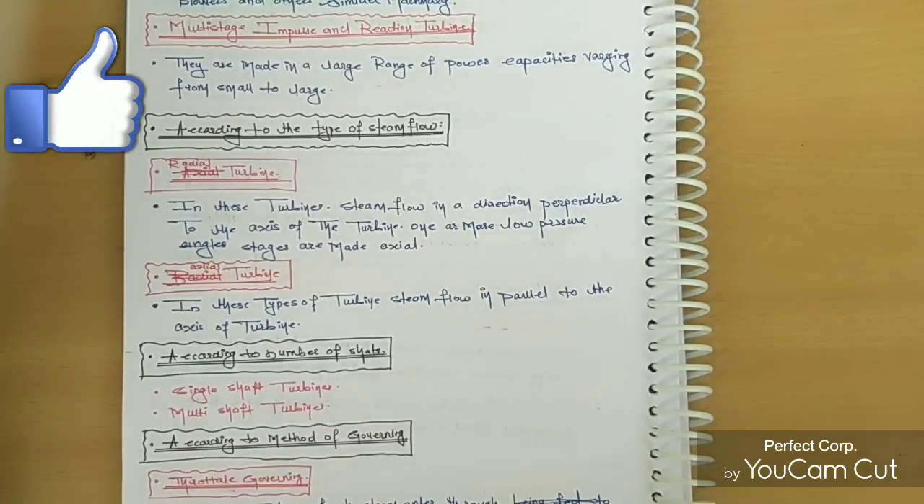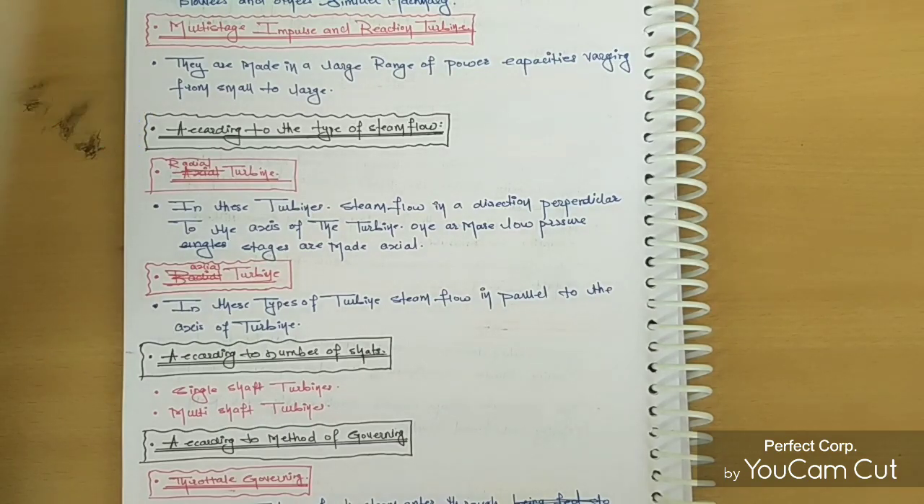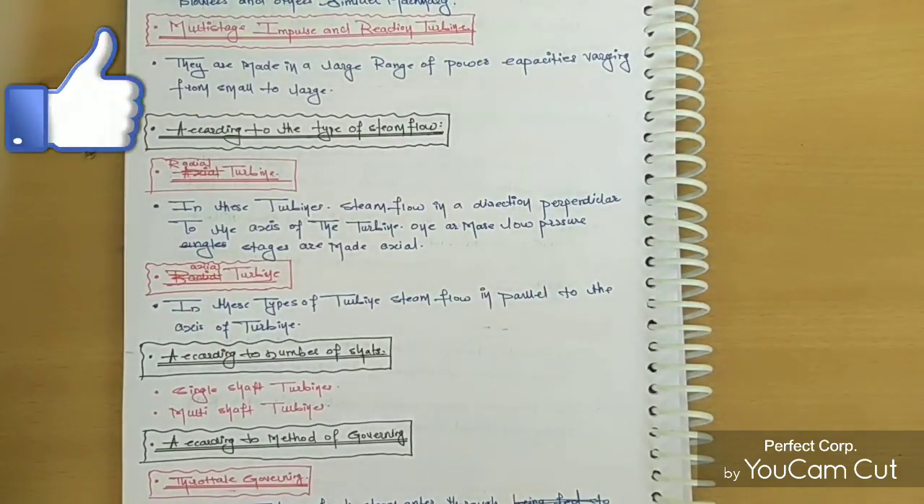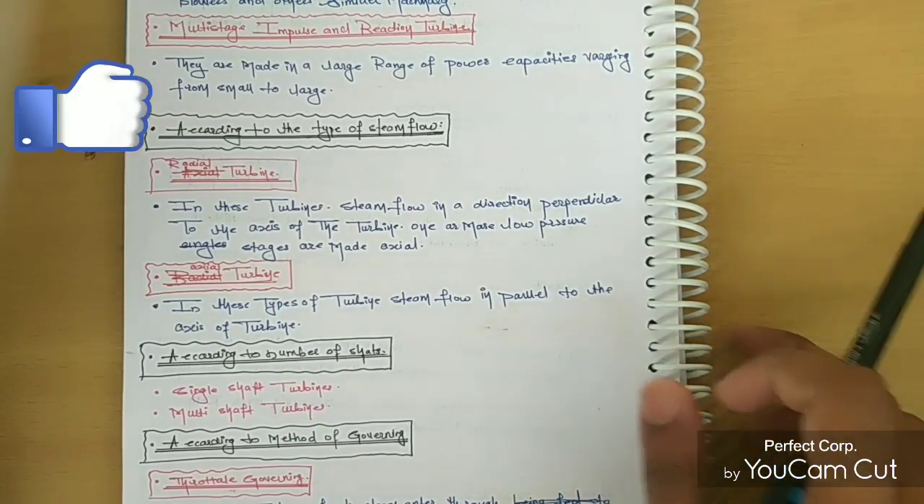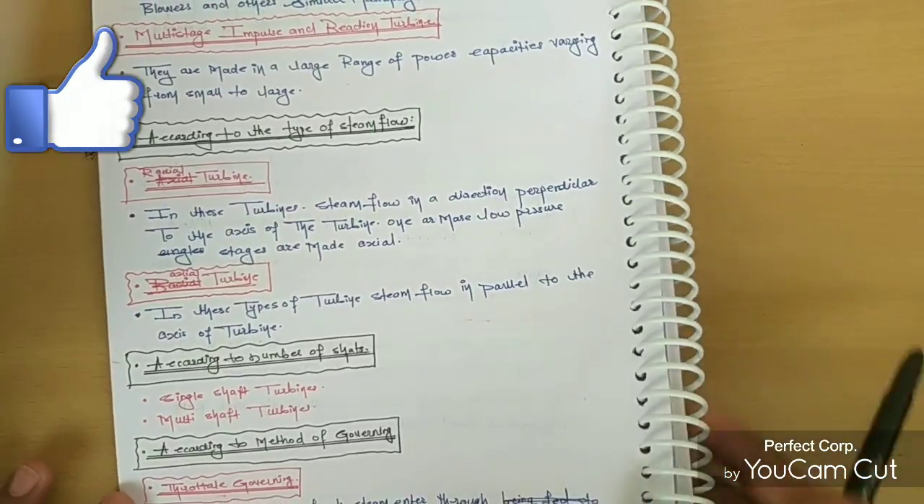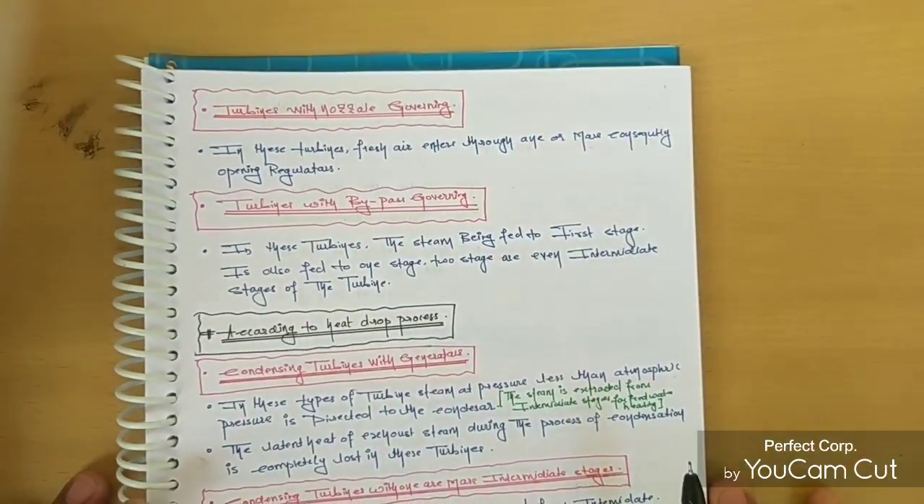If you want to know more, we will elaborate in much more detail in the next videos. I will just explain briefly here. It is written here that in this turbine, fresh steam enters through one or more throttle valves, depending upon the power developed, applied simultaneously. This means the steam enters through one or more throttle valves and consequently flows through the turbine.